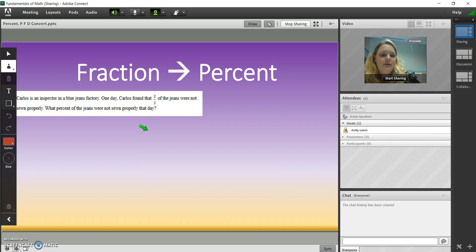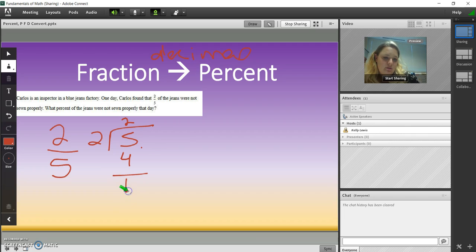Fraction to percent. So first, you have to change it to a decimal. Then change it to a percent. So 2/5 as a decimal. All right, we can divide this out like this. 5, 2. 2 goes into 5 twice. 4 with 1 left over. Bring the 1 down, add a 0 placeholder because you want to keep dividing until there's no remainder. 2 goes into 10 5 times.